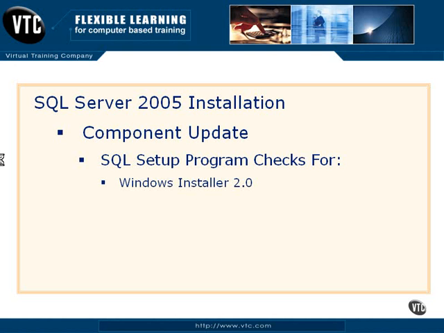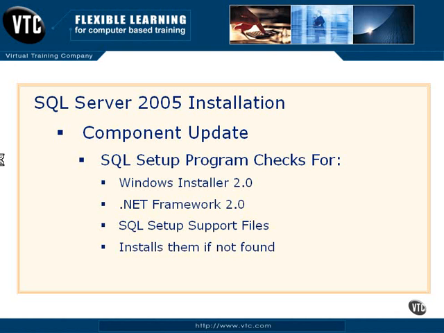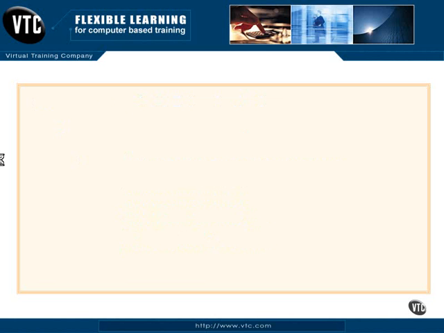One of the things it does is it checks for Windows Installer 2.0, it checks for the .NET Framework 2.0, and it checks for various setup support files. Now, some of these, if it doesn't find them, it will install them. Other things it can't install, and it's going to stop the installation and let you know about that, tell you what you need to do and recommend something.